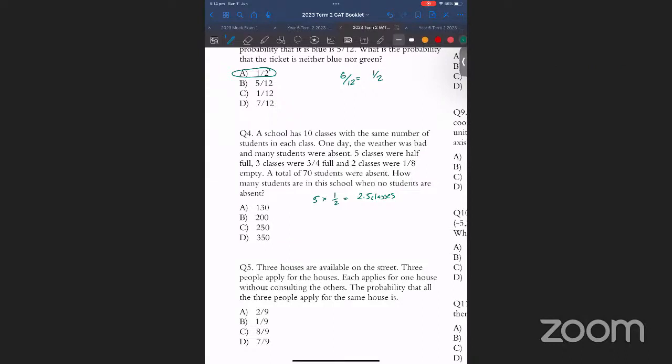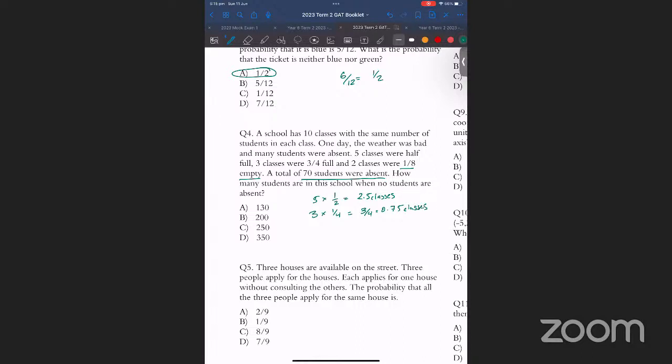You're welcome. Okay. And then the next one, we have 3 classes that were 3/4 full. That means that 3 classes were 1/4 empty. Do you guys understand? Now, the reason I'm doing empty is because the final one is empty, and also it tells us that 70 students were absent. So it's just going to save us some time at the end if we just track how many of the classes were empty, right? So 3 classes were 1/4 empty. So what's 3 multiplied by 1/4? It is 3/4, which is the same as 0.75 classes. Do you guys understand?